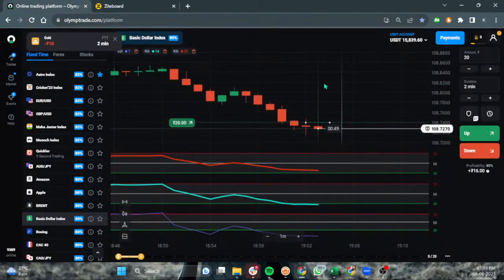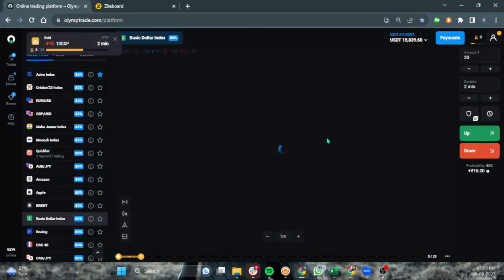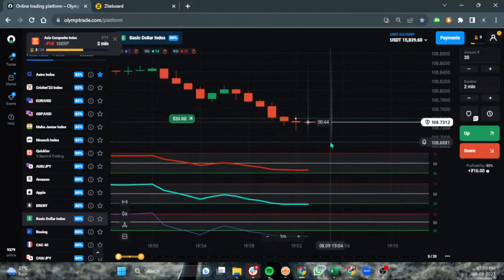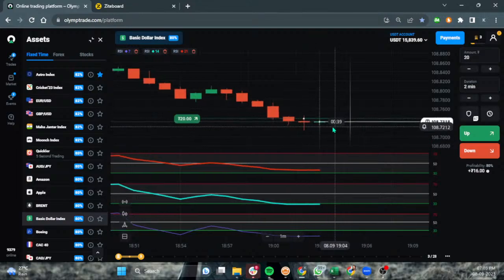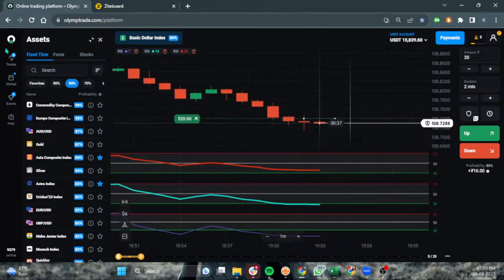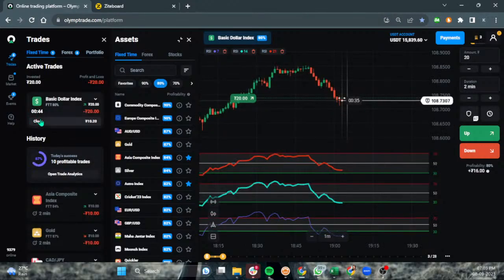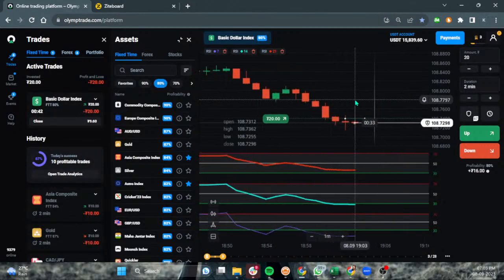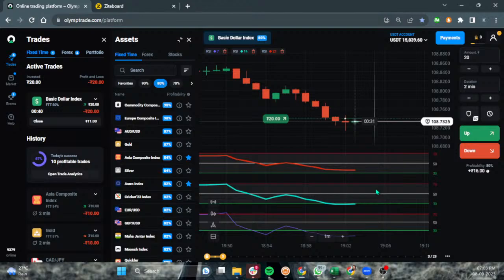So in this case, we opened a trade. Okay, it is not profitable at the moment. But let's see how this one goes. Well, it's a close call. It's quite a close call. Let me see. We still have 40 seconds remaining, so I'm hoping it might cover it up.